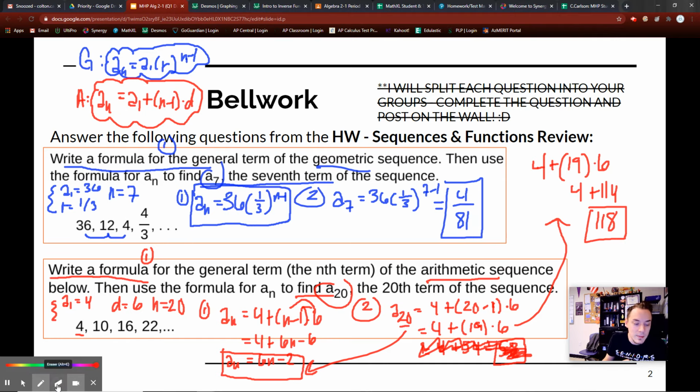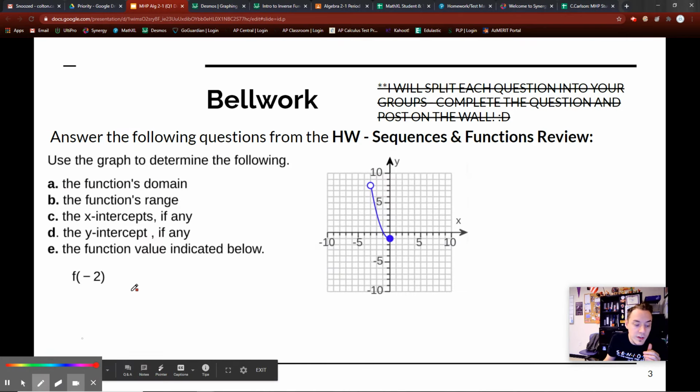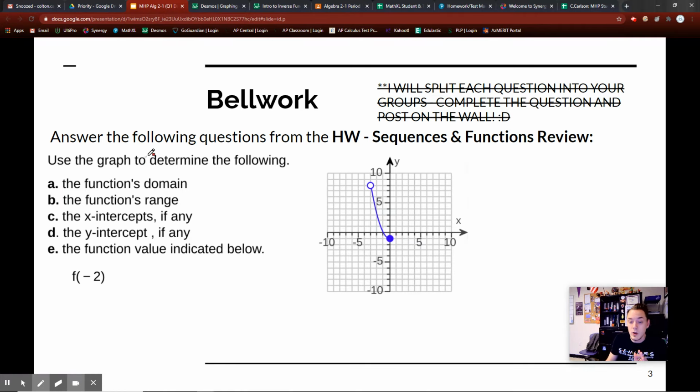Let's move on. Pause it if you need to. Remember, these questions will probably be on a quiz or test at some way or another. So keep that in mind. All right, let's review functions. You will see this on your homework quiz today. We do have a homework quiz today, so I'm going to review some of this. It wants us to find the domain, range, intercepts, and the function value.